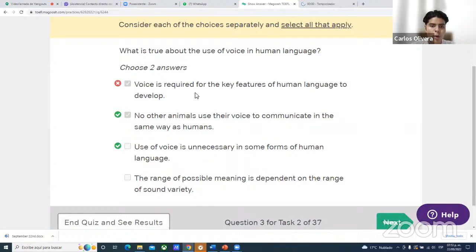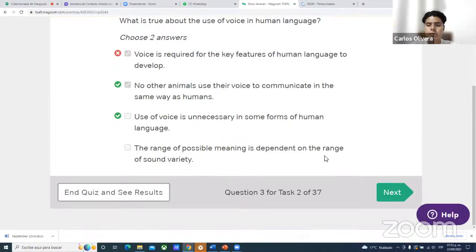The first one, voice is required for the key features of human language to develop, is actually the contrary. She said that the voice is not actually essential for our language to exist, because we can express the same with symbols with our hands, as we do in American Sign Language. And we are on number 4.